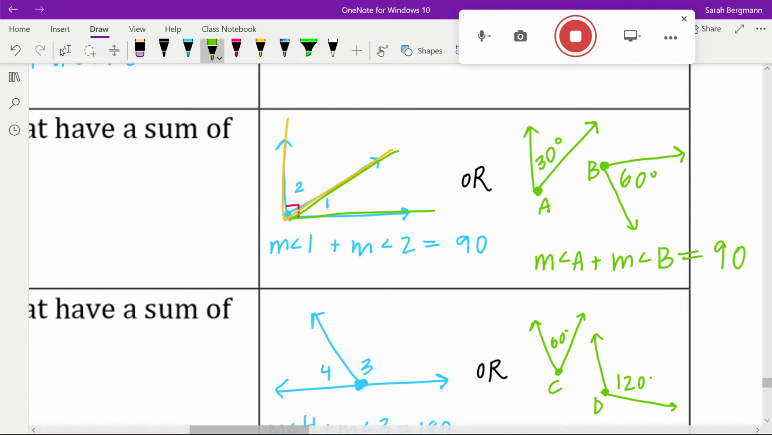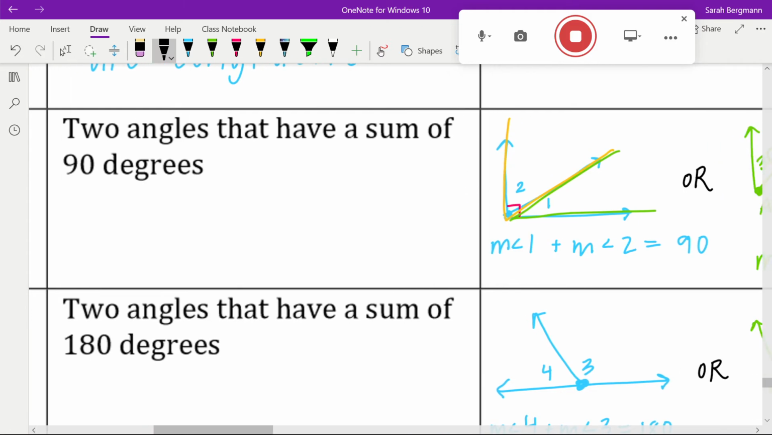Or the angles don't have to be adjacent, so you could also look at angle A and angle B here. Clearly 30 degrees plus 60 degrees would add up to 90 degrees. So you could say that angle A and angle B are complementary.